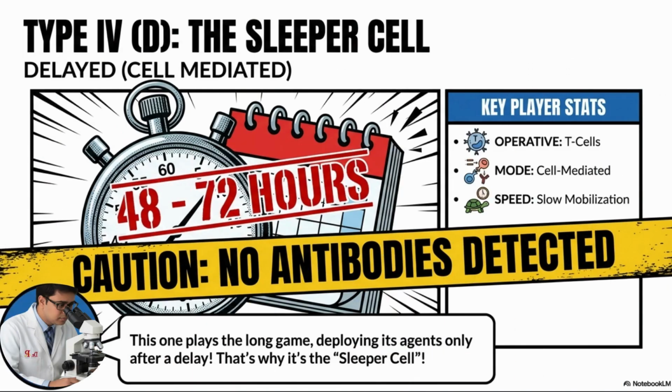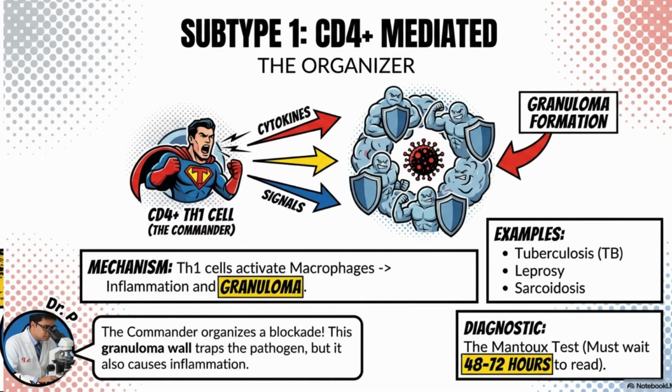Finally, type 4D, the sleeper cell. This is delayed or cell-mediated. Key players here are T cells. There are no antibodies detected here. It takes 48 to 72 hours to mobilize, and this one plays the long game, deploying agents only after a delay. Subtype 1 is CD4 plus mediated, the organizer.